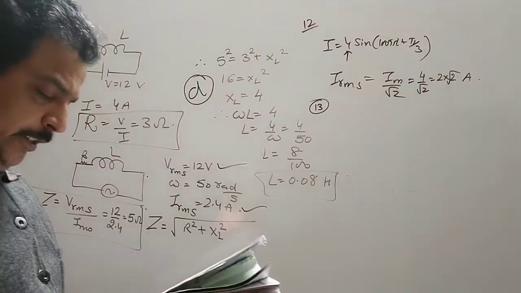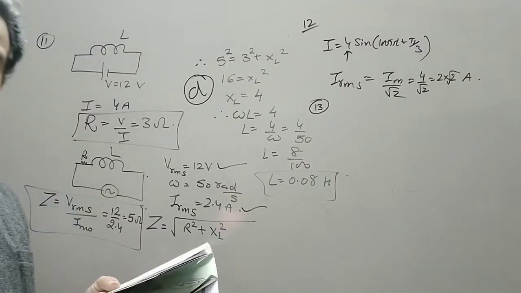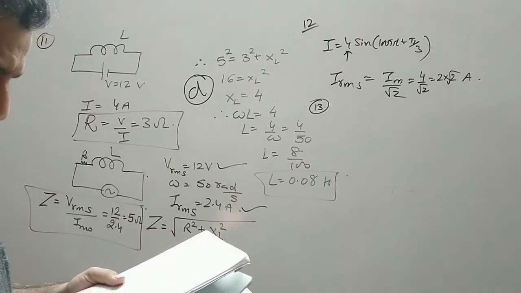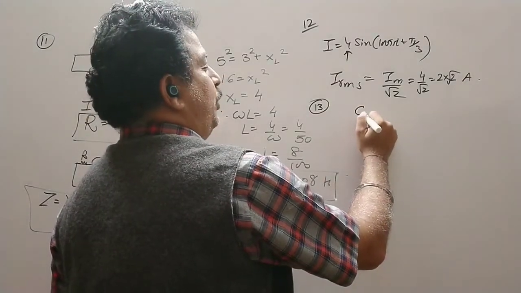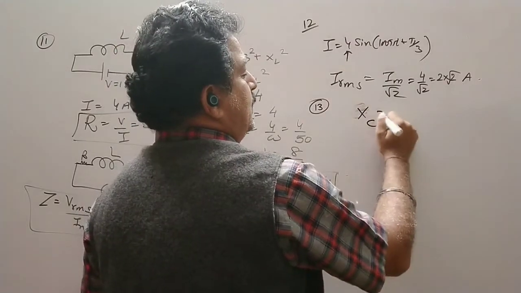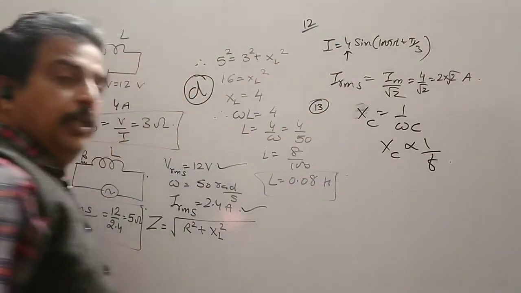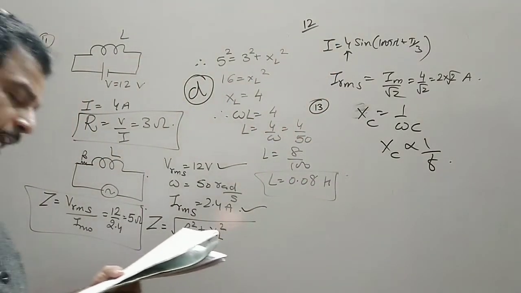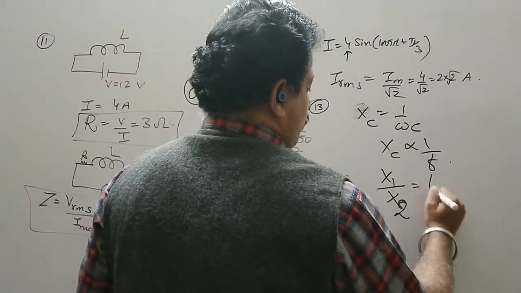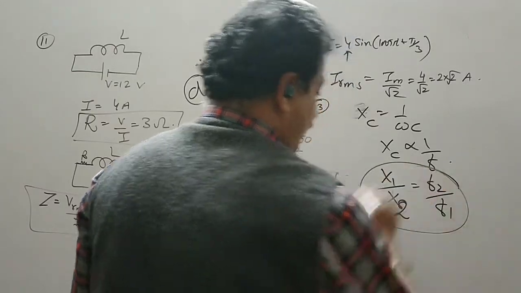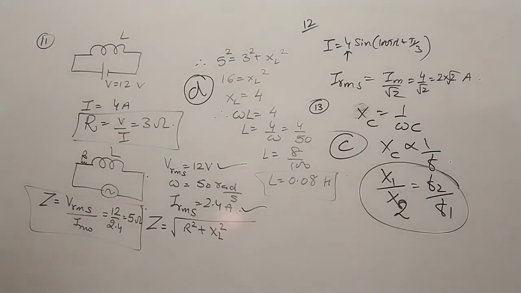Then question 13. The reactance of the capacitor is X1 at a frequency N1 and X2 at the frequency N2. The ratio of X1 and X2 is. Now we know Xc is equal to 1 upon omega C. So Xc is inversely proportional to frequency. Here frequency they have given N1, N2. We have to find out the relation between X1 and X2. So this will be equal to F2 upon F1, that is N2 upon N1. So that is directly option number C.